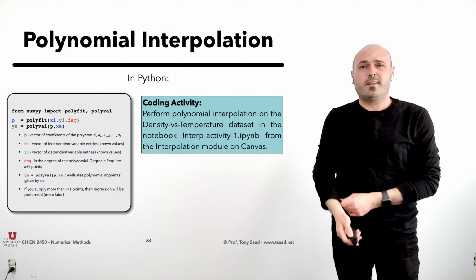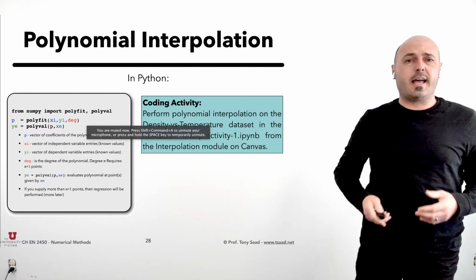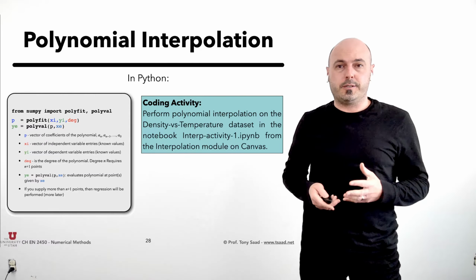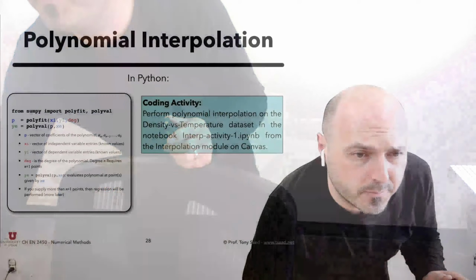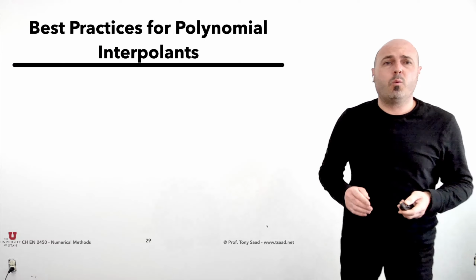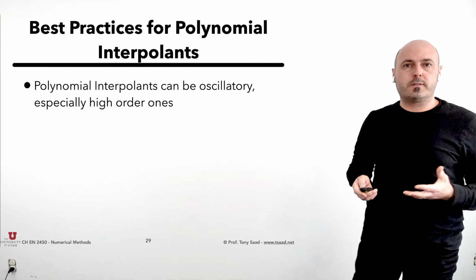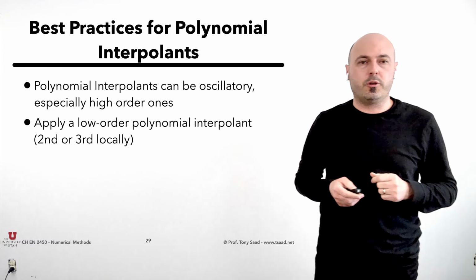Okay. We saw in the coding activity that polynomials can be oscillatory, and that's problematic. Okay? And that's quite a problem. And we want to avoid high order polynomials. That's going to be a problem with any high order polynomial.